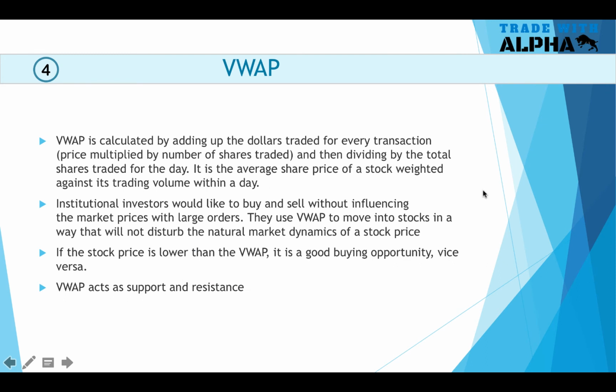Last but not least, we have the VWAP. So the VWAP is calculated by adding up the dollars traded for every transaction, which is price multiplied by number of shares traded, and then dividing by the total shares traded for the day.